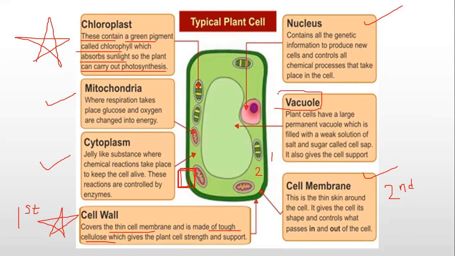If we talk about the vacuole here, I'm not saying that the vacuole is absent in animal cells. No, it is present, but they are very small and numerous vacuoles are present there. Talking about plant cells, plant cells have a large permanent vacuole, which is filled with a weak solution of salt and sugar, called cell sap.